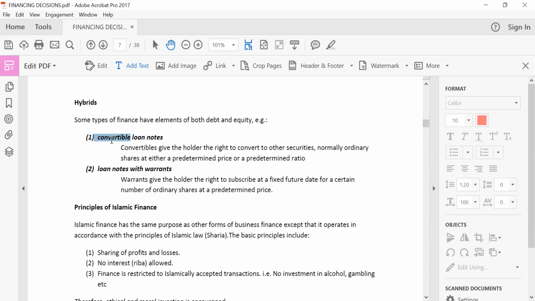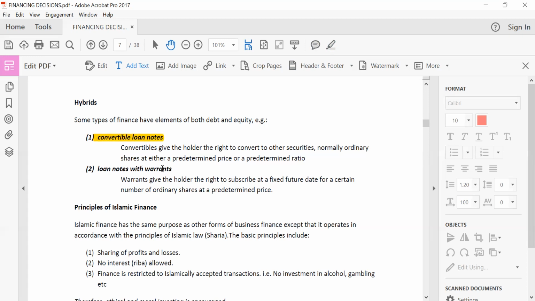One, convertible loan notes. A convertible loan note at this point in time is a loan note, it's a debt. But at the point of redemption, it can be converted to shares, right? So that is the meaning of convertible loan notes. A loan note is a debt, but because it's convertible at the maturity date, this loan note, which is a debt, we can convert it to shares.